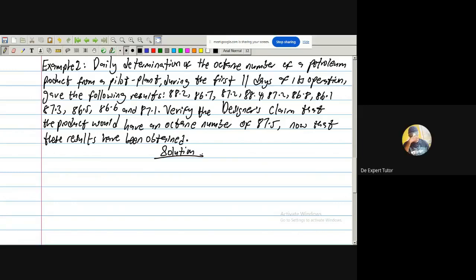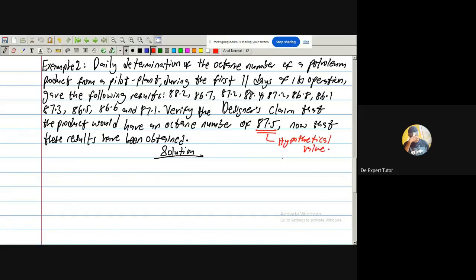Okay, so they said that daily determination of the octane number of a petroleum product from a pilot plant during the first 11 days of its operation gave the following results. Verify the designer's claim that the product would have an octane number of 87.5. You see, this is a claim. This is our hypothetical value.